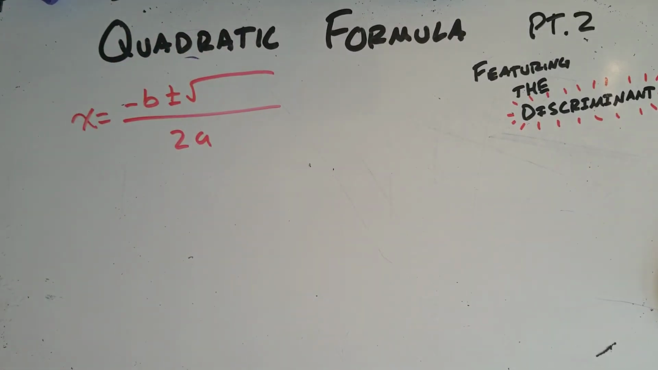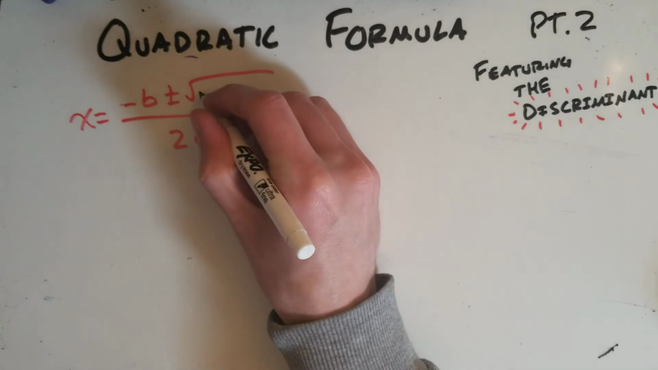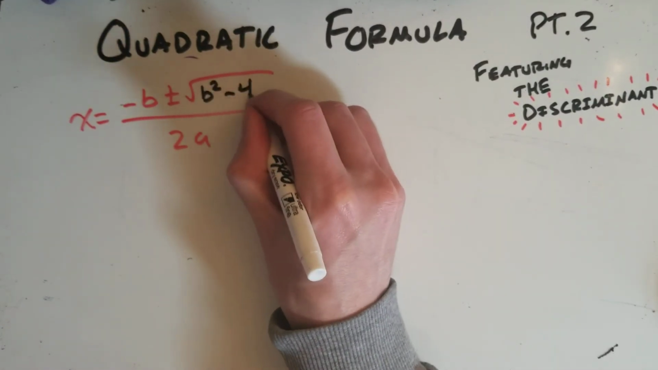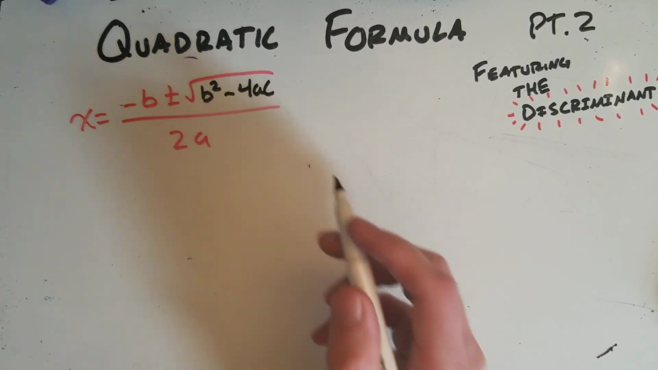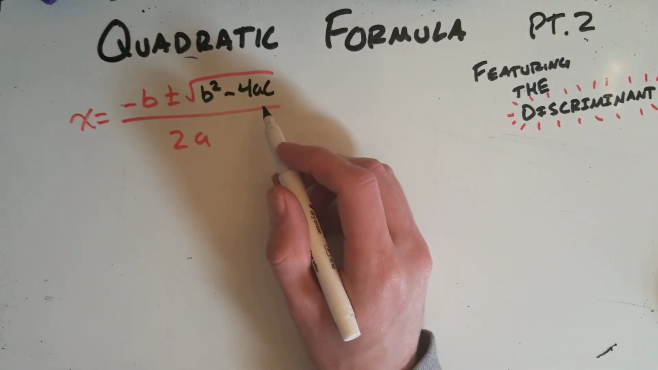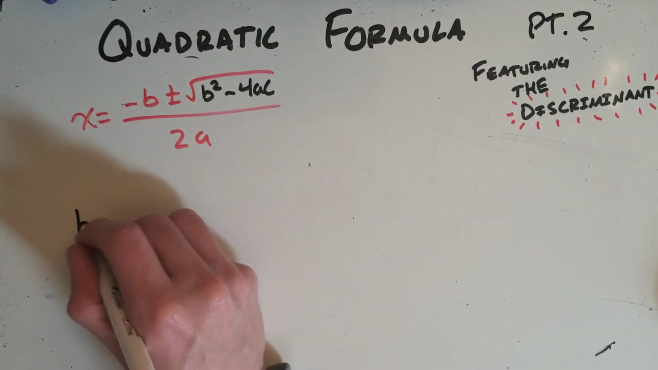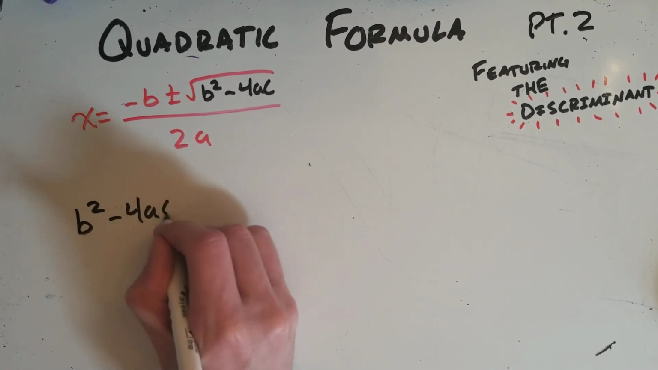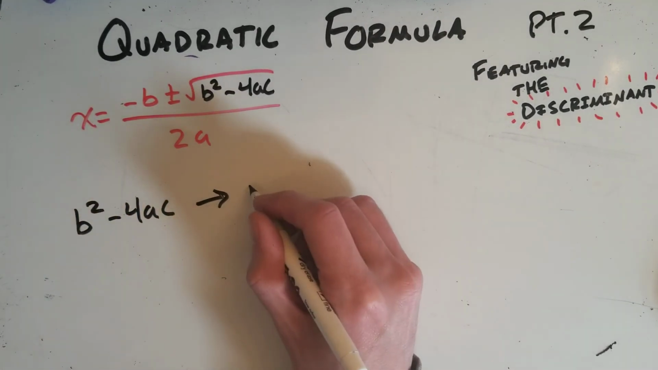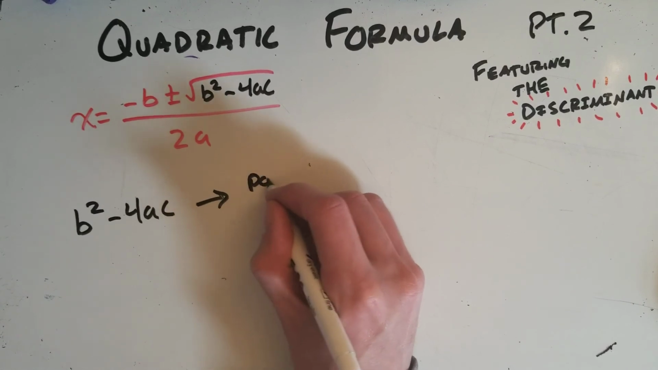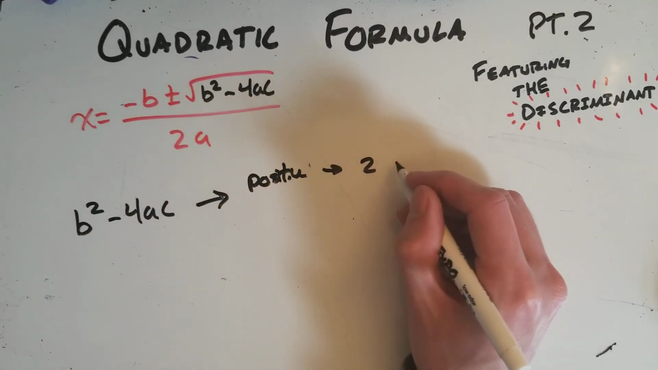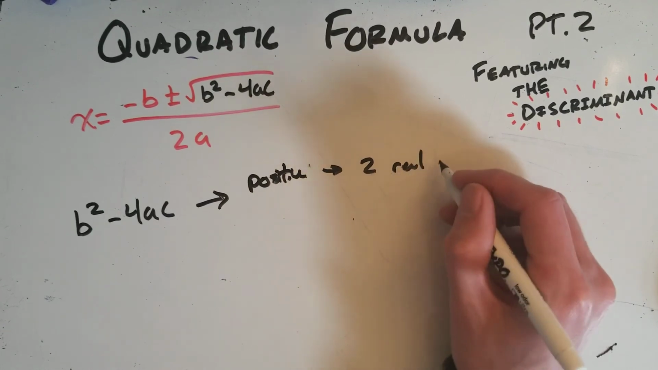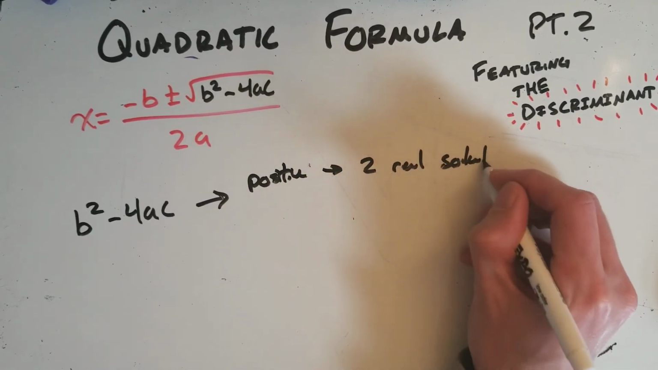I'm going to write it in black. This is your discriminant: b squared minus 4ac. This, not including the radical, just the b squared minus 4ac, tells you how many solutions you have. If this is a positive number, then you have two real solutions.